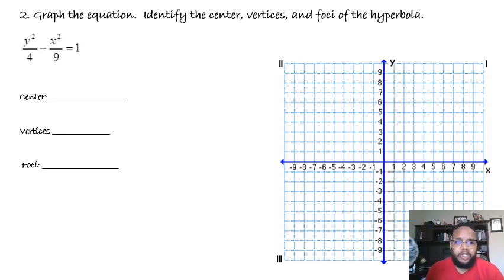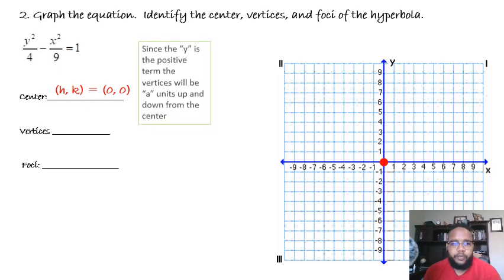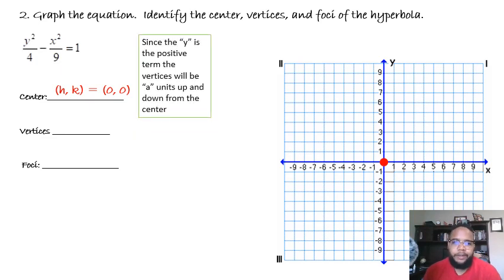So our center, just like the last one, is going to be 0, 0. There it is. Our vertices are going to be up and down this time. So since the y is the positive term, the vertices will be A units up and down from the center. So we're going up 2 and down 2. And there we have it in green.